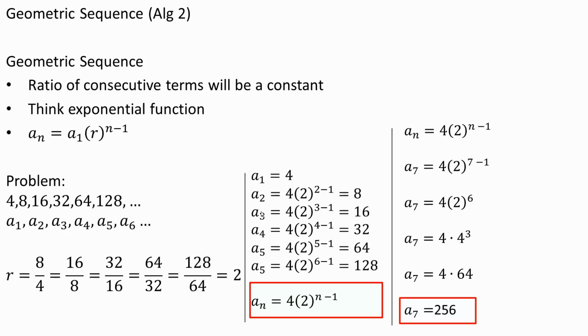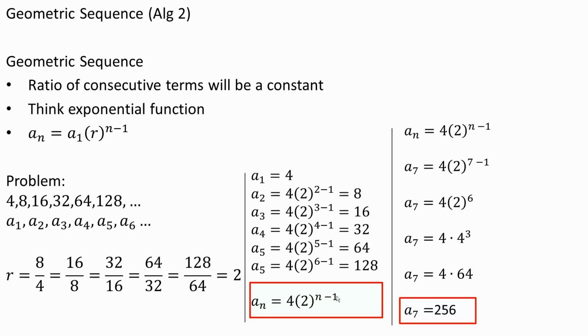If I want to check a sub 3, same idea. So I know a sub 1 is 4, I know r is 2, and I want to find a sub 3, so I want to find 3 minus 1. So 3 minus 1 becomes 2. So 4 times 2 raised to 2. So 2 raised to 2 is 4. 4 times 4 is 16. And so in order to solve a sub n, it's going to equal 4 times parentheses 2 raised to n minus 1. So that's the first part of the problem.